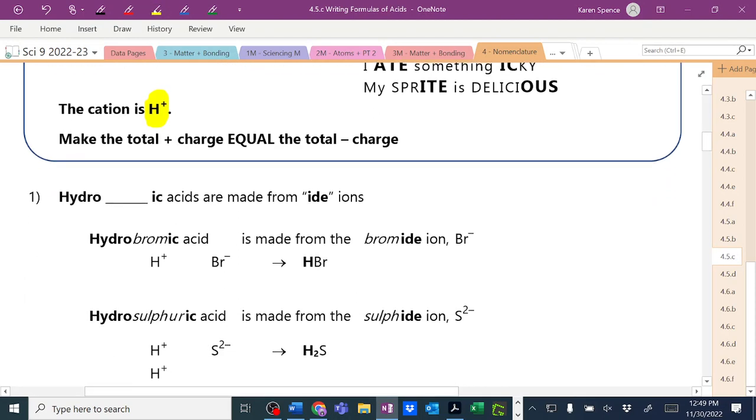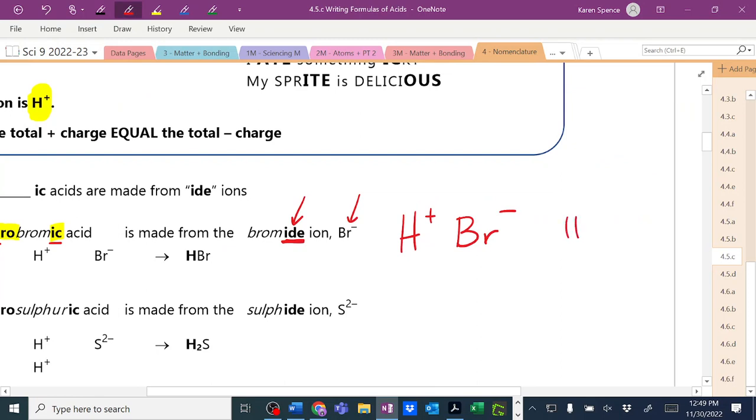So you look at this and you say, I have hydrobromic. That tells me that my ion is an ide, because of the hydro prefix. So I have bromide, which I know is Br minus. So I take my H plus and my Br minus, and I say, do my charges balance? Yes, they do. So I just have to write HBr, and that is it. That is hydrobromic acid.